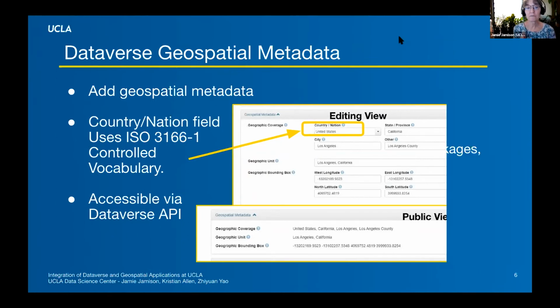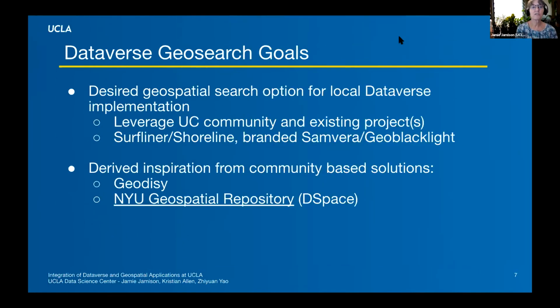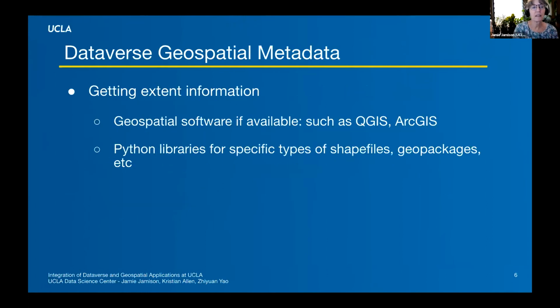How do we get that information? If it doesn't come with the data set, the easiest way is just to load your spatial data file into QGIS or ArcGIS, and then you get your bounding box. If you don't have that software, the other option is Python libraries that exist for specific types of shapefiles, geo packages, and all that. And I've even tried some of those out. So that's how I put together the test files and different ways I would have gotten to describe them.